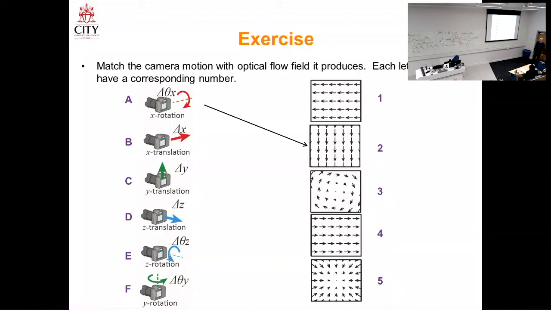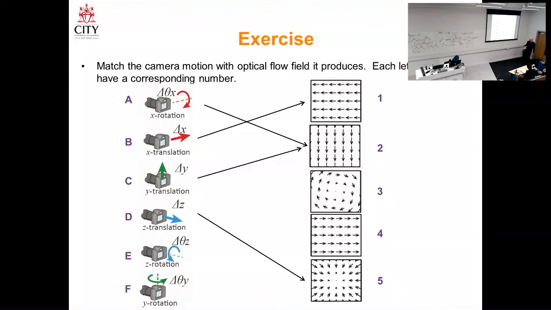Okay. What about B? What do you have? 1. Yeah, that's right. So the camera's going right, pixels are going left. What about C? 2. Yep, that's right. What about D? 5. Yeah.